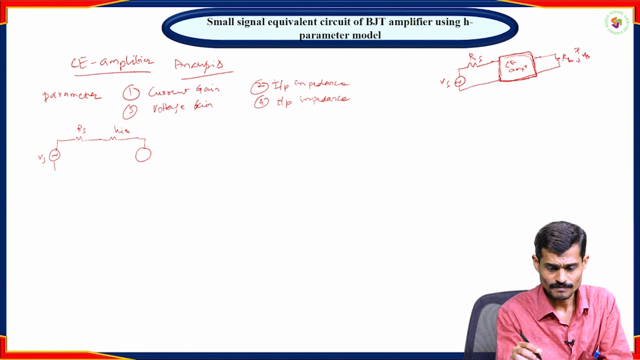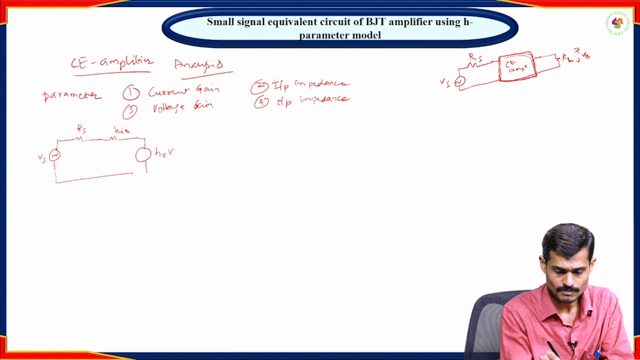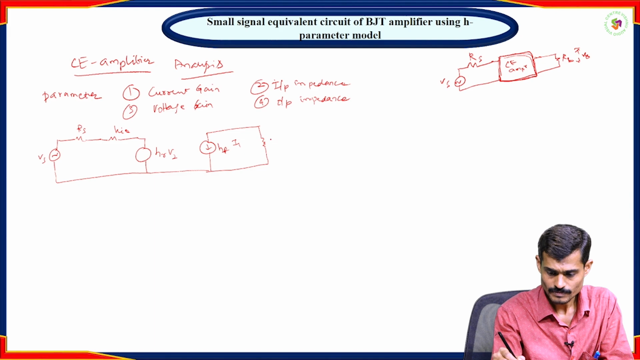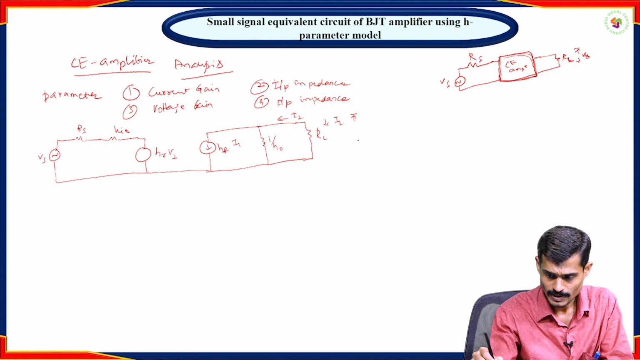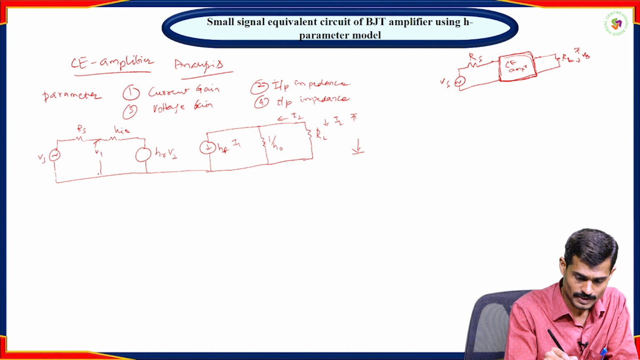HR into V2, and this will be HF into I1, and this will be 1 by HO, and this will be your I2, and you are taking load at RL, and this is some current, my load current IL, and this is my V0. Okay, this is my V1. Here I am applying V1.